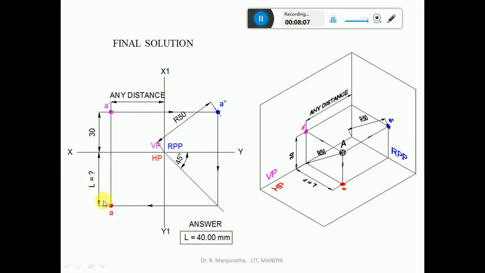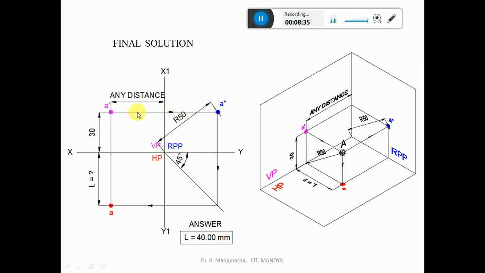Since we need to determine the distance in front of VP, from here to here you measure the distance and keep it as L is equal to question mark. That is the one which we need to find out. By using the scale, you measure the distance from here to here, where L is equal to 40 mm. Even in computer it will be 40.00, and L is equal to 40 mm when you are doing it manually. So this will be the final solution, and show the directions of projection.